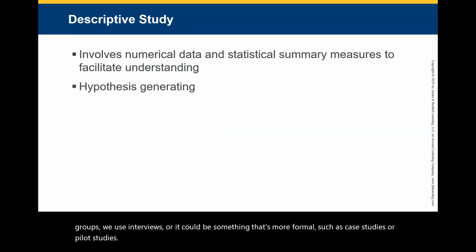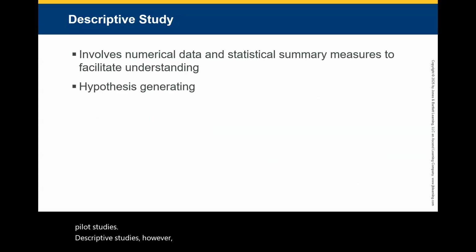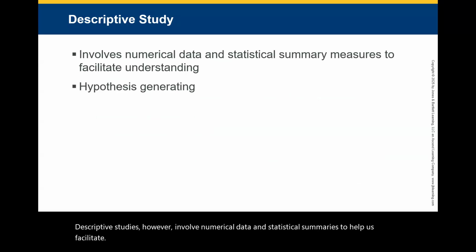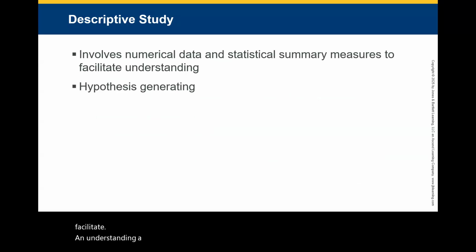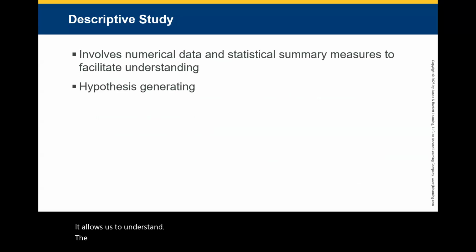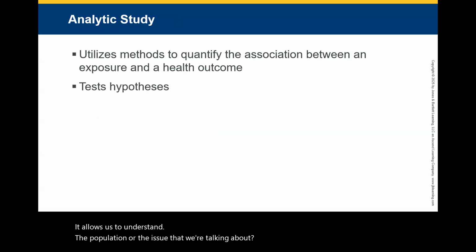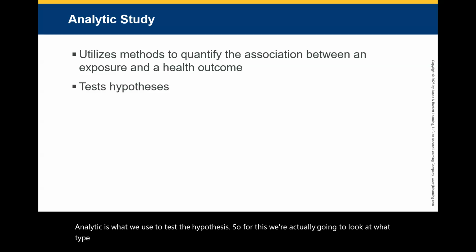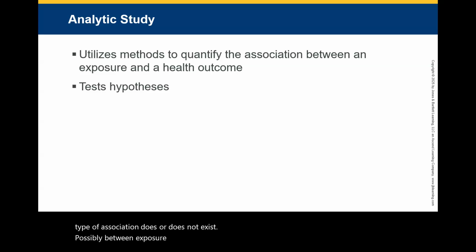Descriptive studies, however, involve numerical data and statistical summaries to help us facilitate a better understanding. These can also be useful for generating hypotheses. It allows us to understand the population or the issue that we're talking about. Analytic is what we use to test the hypotheses. For this, we're actually going to look at what type of association does or does not exist, possibly between exposure or risk and the health outcome that we're looking at.